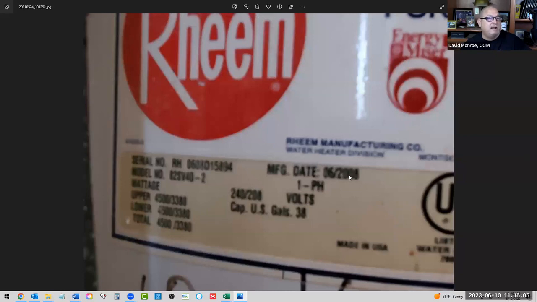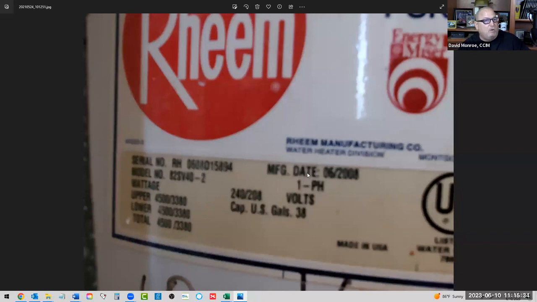This one's got a date of manufacturer, June of 2004. You may want to take a better picture than this. It's a little hard to read. Change your glasses, or maybe if you're blind, it'll come into focus. But your big deal here is, of course, model number, serial number, and date of manufacturer. So, 2021, this hot water heater, 17 years old.